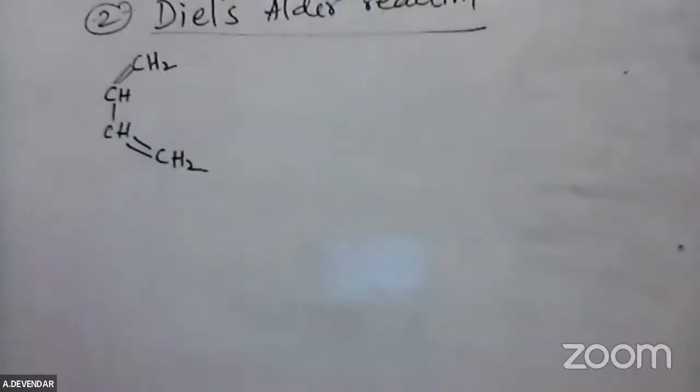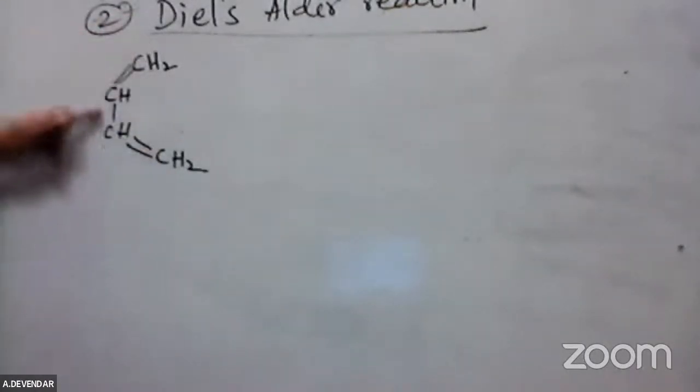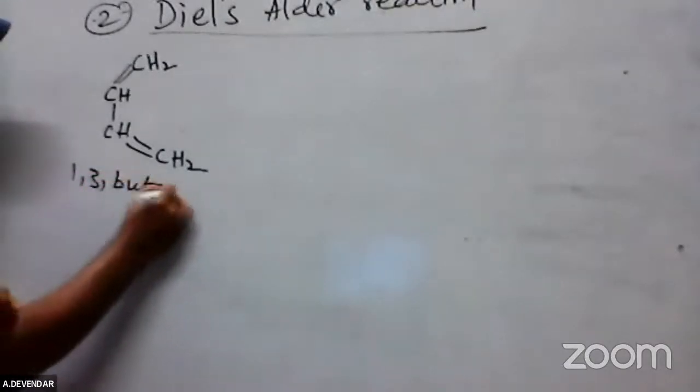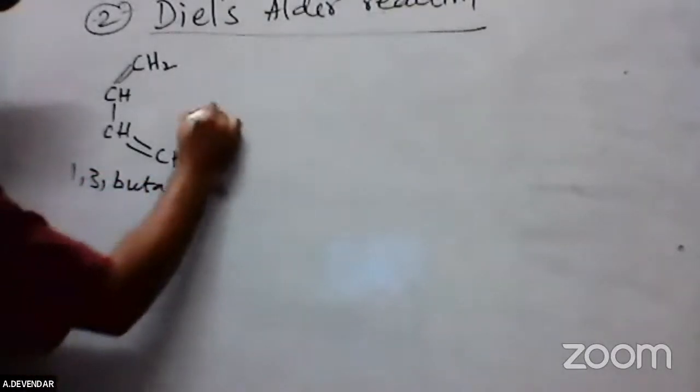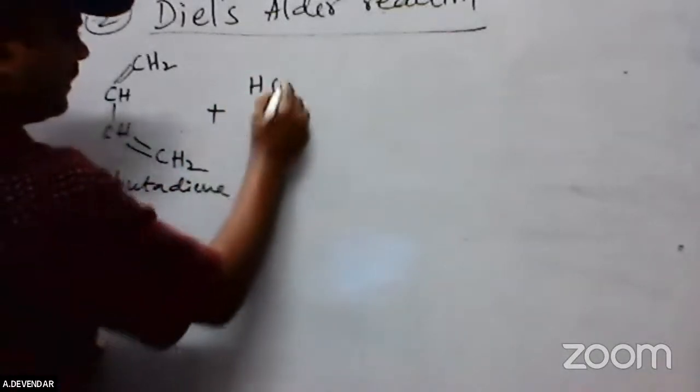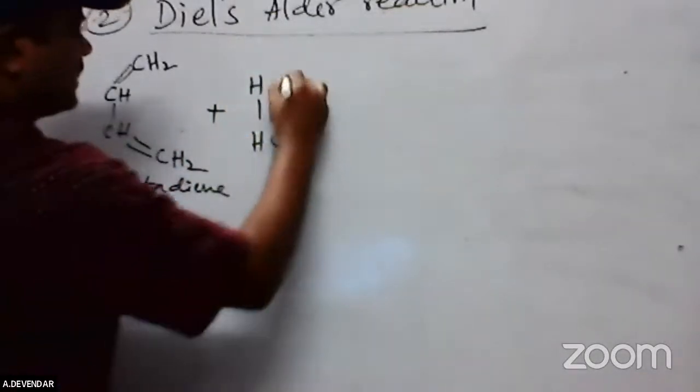What is this? Just a straight chain. Instead of a straight chain, for convenience I have written it like a curved one. It is nothing but 1,3-butadiene. 1,3-butadiene is reacted with the malonic ester.